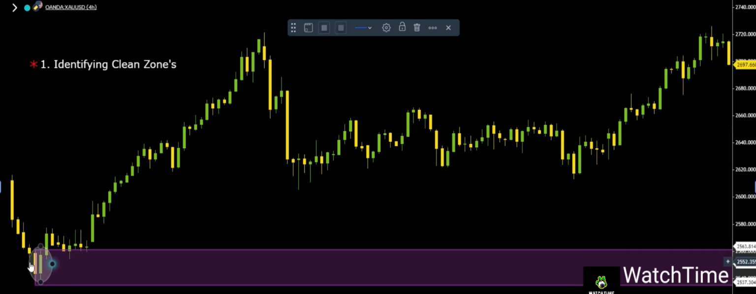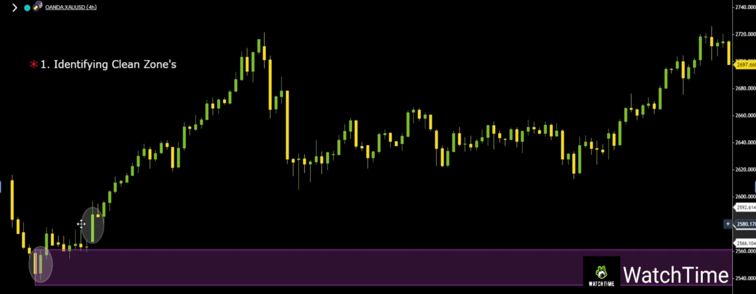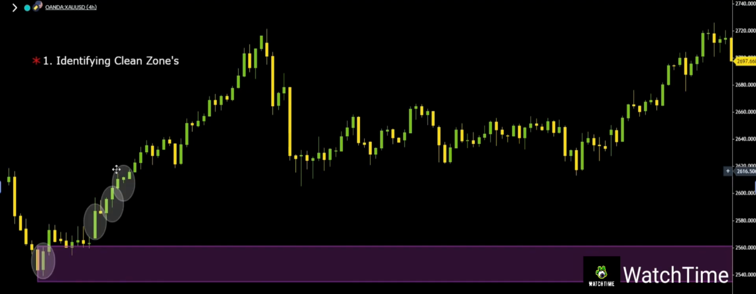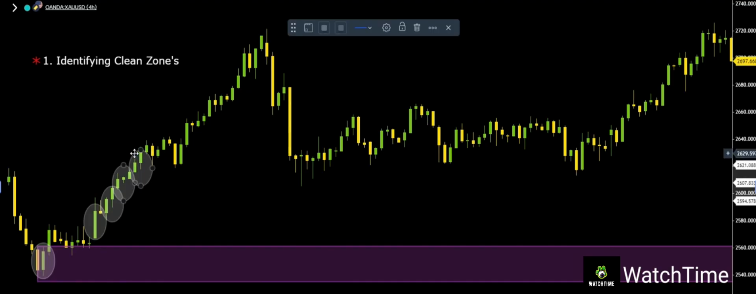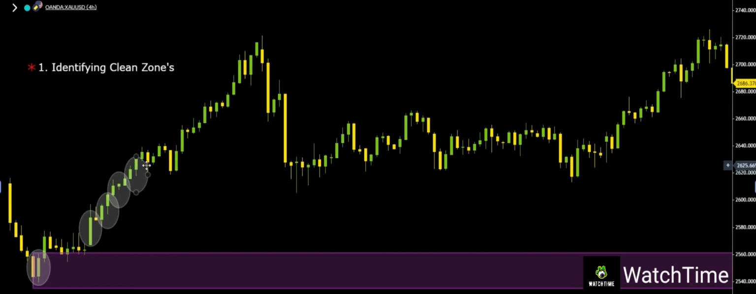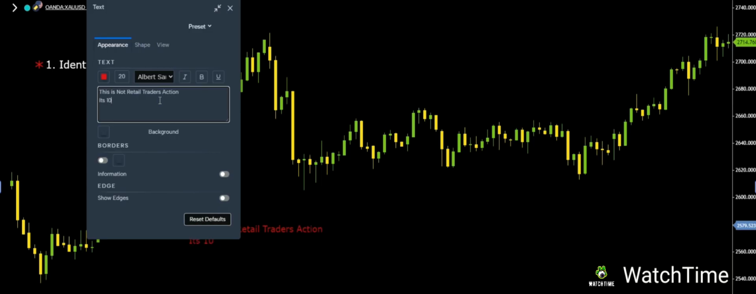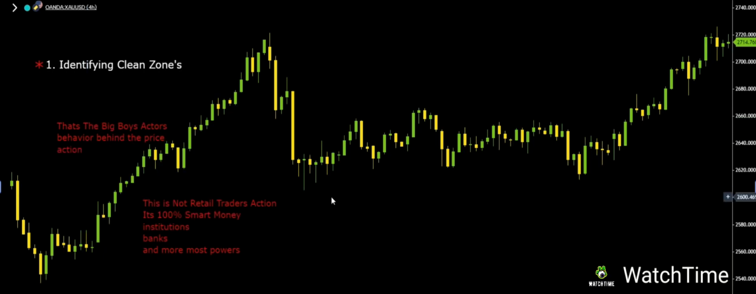What you want to see are large candles, ideally full-bodied, not wicky, minimal to no pullbacks, a series of consecutive candles in the same direction, strong displacement, price pushing away with force. These moves represent imbalance in the market, meaning demand outweighed supply, or vice versa, so heavily that price had no choice but to move quickly. This is not retail behavior. Retail traders don't move the market like this. These are the footprints of smart money, institutions, hedge funds, market makers.